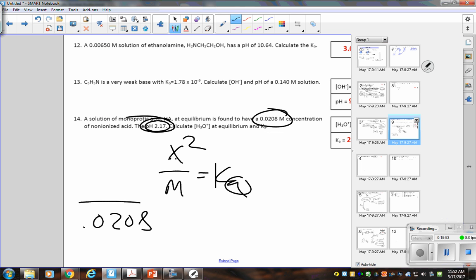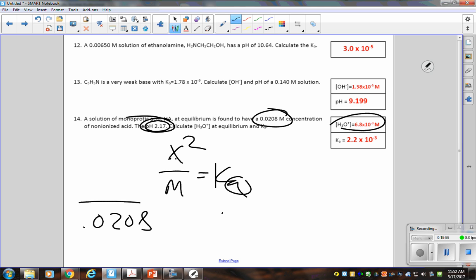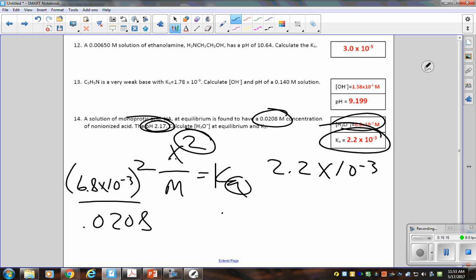So I go 6.8 times 10 to the negative third. But remember, it's not x in that formula. It's just x squared. So I square that, divided by 0.0208, and I get 2.2 times 10 to the negative third. So if you see a Ka or a Kb, you know it's a formula. That means it's going to be x squared over molarity equals Ka, or x squared over molarity equals Kb. This x is going to be OH minus, and this is going to be H3O plus.